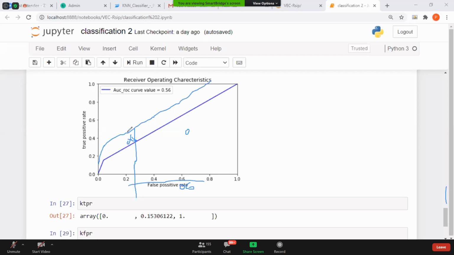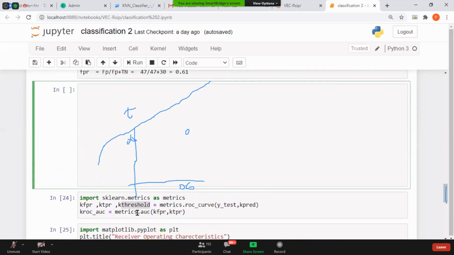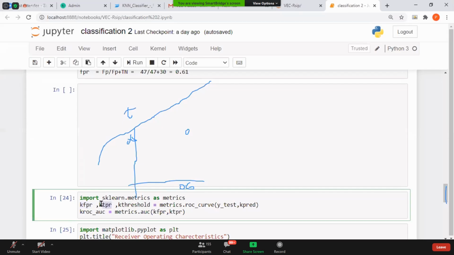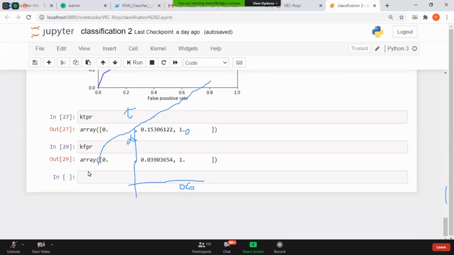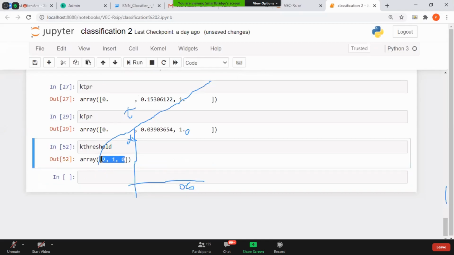This is purely based on threshold. So whenever you see the code, it calculates FPR, TPR based on the thresholds given. So let's see what the values of thresholds are. Here the algorithm has taken 2, 1, 0. Okay. But I'll take some other different values so that you'll understand it in a proper way.